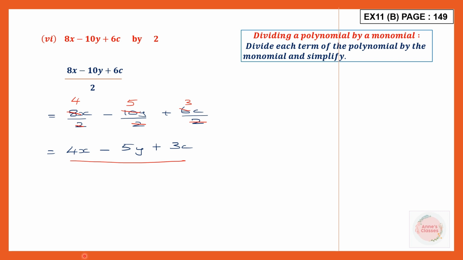So when you have division of a polynomial by a monomial, this is how you need to do it. Take each term and divide it by the monomial separately and then get your final answer. Simplify by cancelling and then you get your final answer.